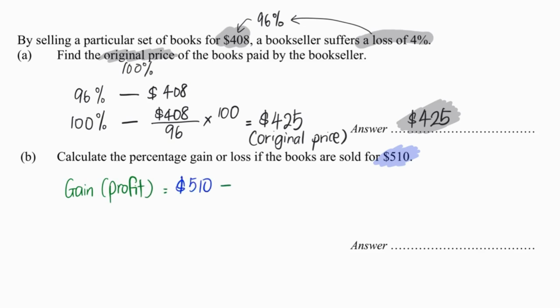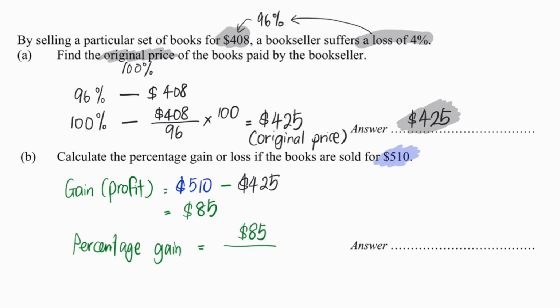And how much is that profit? The profit will be $85. And since they would like to calculate the percentage gain in this case, I will have the gain over original multiplied by 100%. That will be 20% gain. Okay, so that will be the answer for this question.